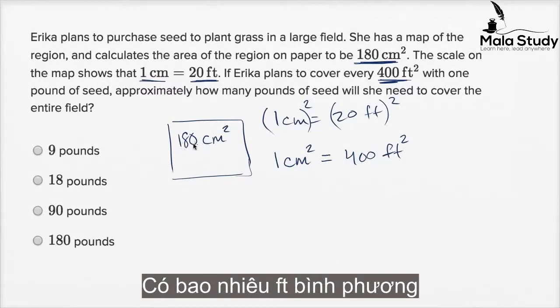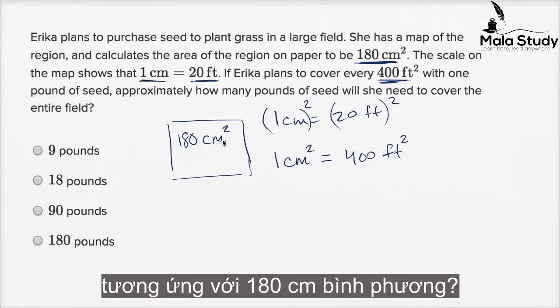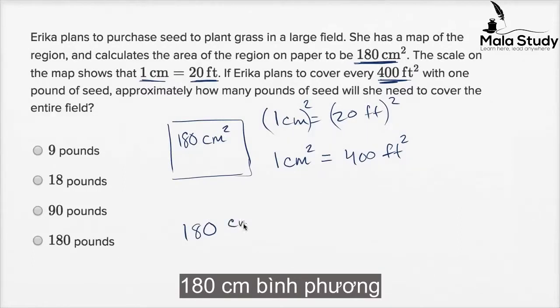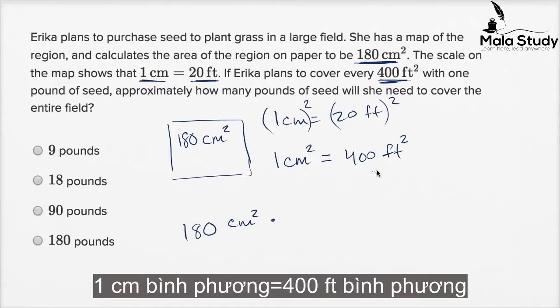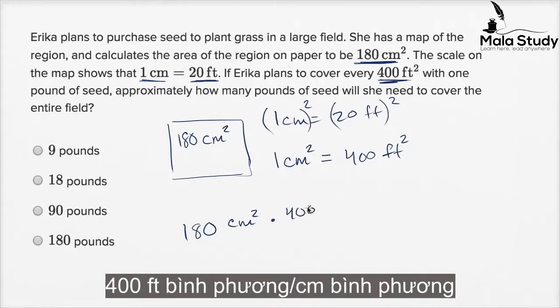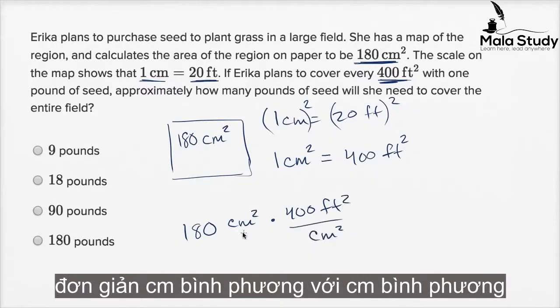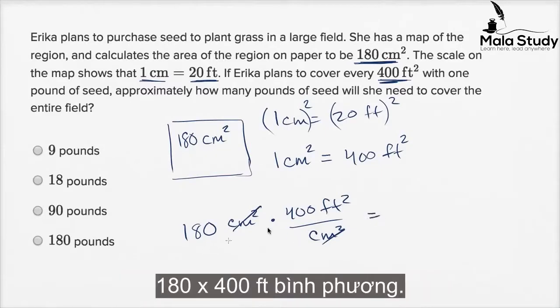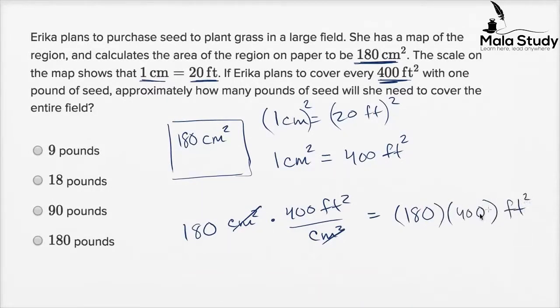So how many square feet does 180 square centimeters represent? I could write 180 centimeters squared, and we know that every centimeter squared represents 400 feet squared, or we can say 400 feet squared per centimeter squared. And we want the units to cancel out, so this makes sense. You have centimeters squared over centimeters squared. So the actual field is going to be 180 times 400 square feet.